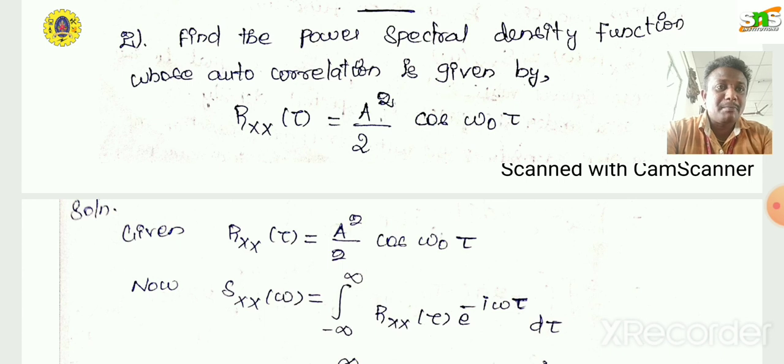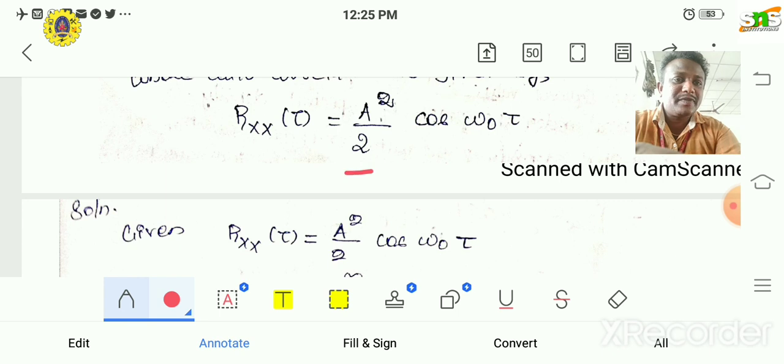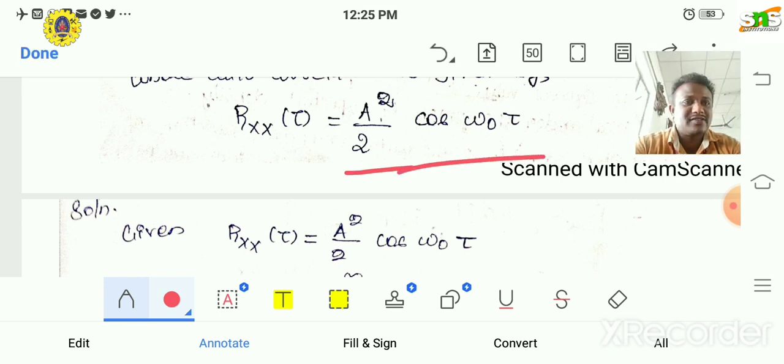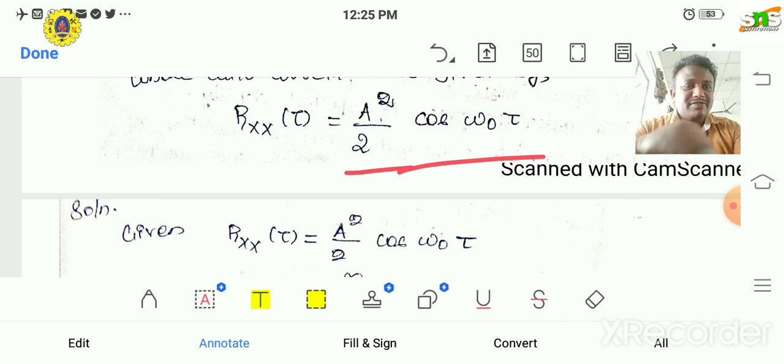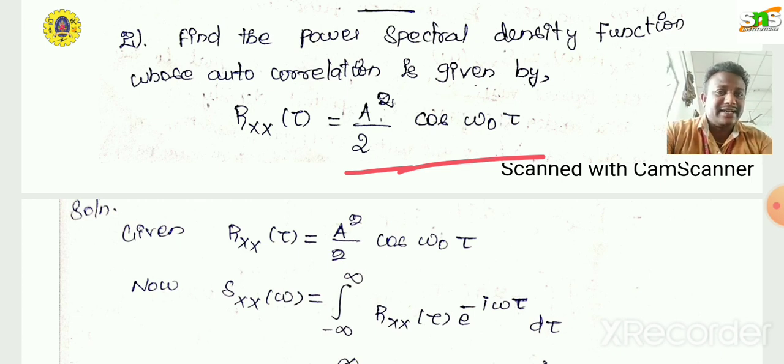Find the power spectral density function whose autocorrelation is given by R_xx(tau), which is equal to a squared divided by 2 into cos omega naught tau. So here the question is: autocorrelation is given, and we are asked to find out what is the power spectral density.